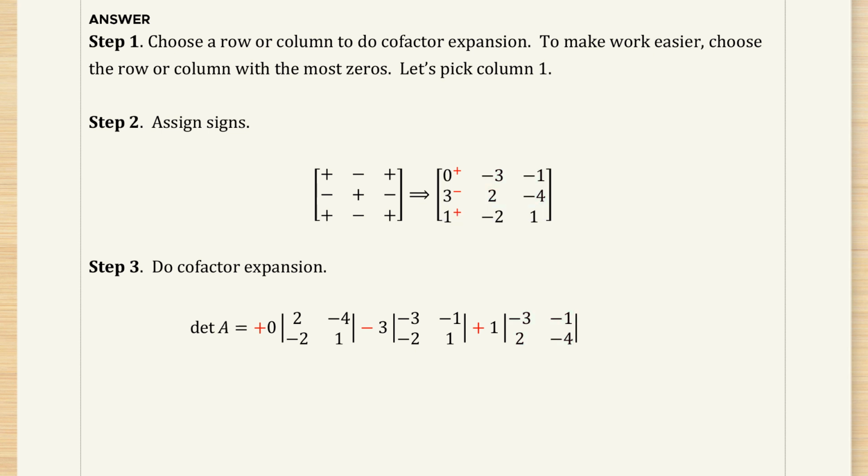Now here's the reason why we want to pick the row or column with the most zeros to do cofactor expansion. Because 0 times whatever is just 0. That really simplifies these calculations. So the first chunk of this determinant equation is 0.